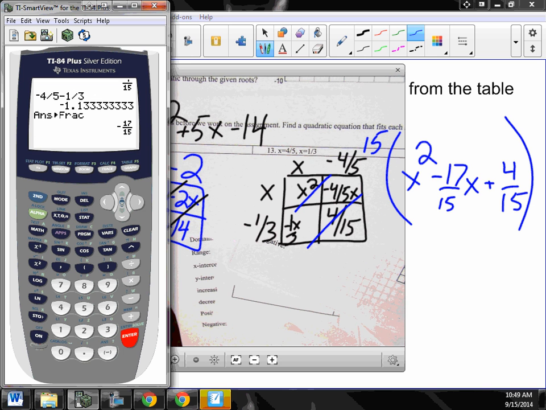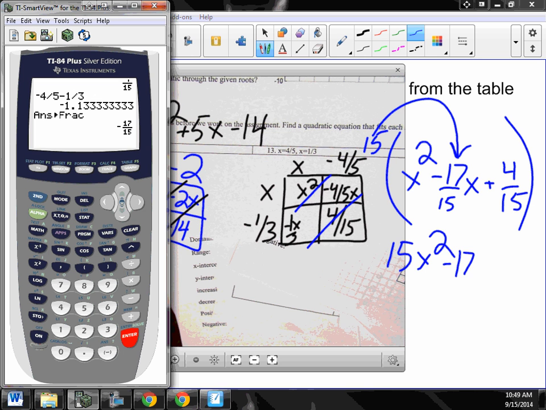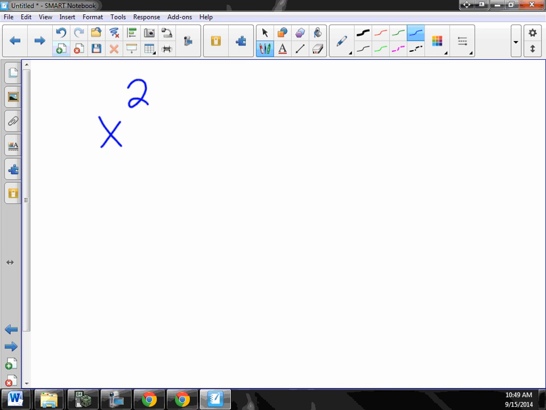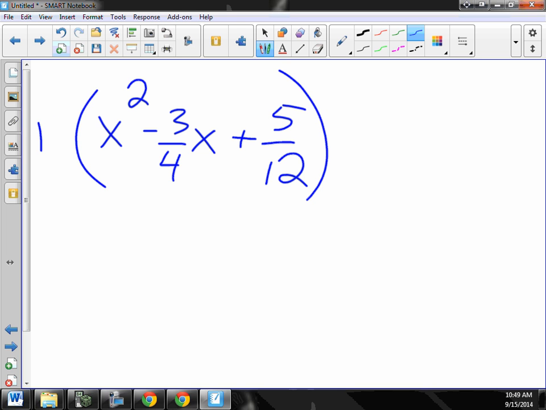So 15 times x squared is 15x squared. What is 15 times negative 17/15? Negative 17x. And what happens when we times this one by 15? We just get plus 4. If we had a different one that looked something like this, x squared minus 3/4 x plus 5/12, what would I multiply by? 12. So I times by 12.